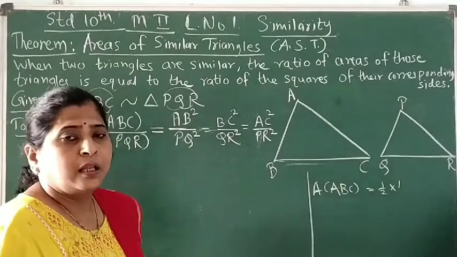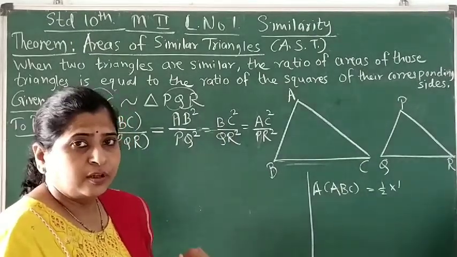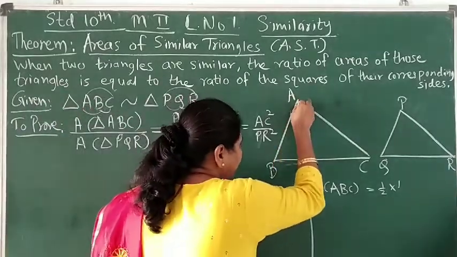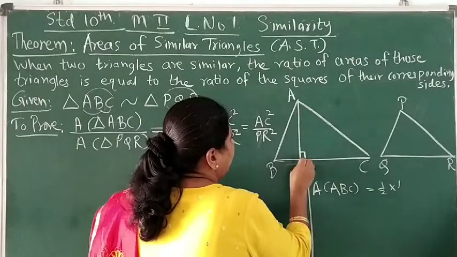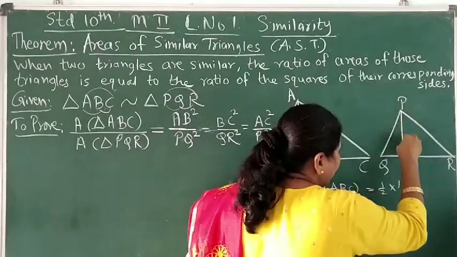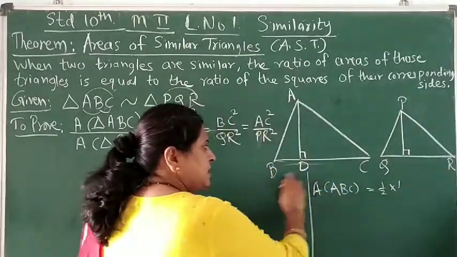Base is any one side. Then we want height. Where is the height? We don't have the height, so first we have to draw a certain height. Let's draw a perpendicular from A. Say AD is perpendicular to BC, and similarly here also we will require one height corresponding to the side BC.